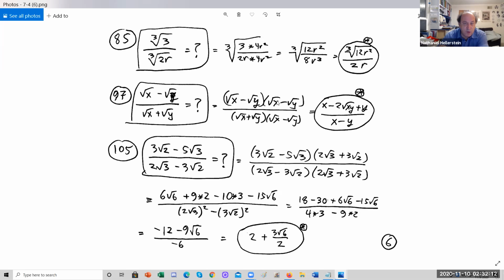Root x minus root y over root x plus root y. We have the same fraction, and we'll multiply above and below by the conjugate of the denominator, which is root x minus root y. Okay, root x plus root y times root x minus root y is just the difference, x minus y. Here we have the square of a difference, which is square minus twice product plus square. Root x squared is x, root y squared is y. Root y times root x is root xy. So x minus 2 root xy plus y all over x minus y.